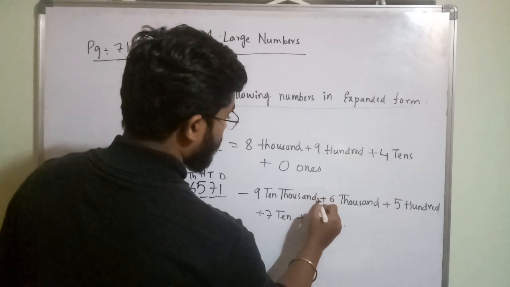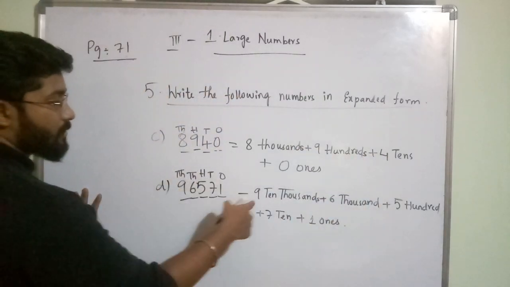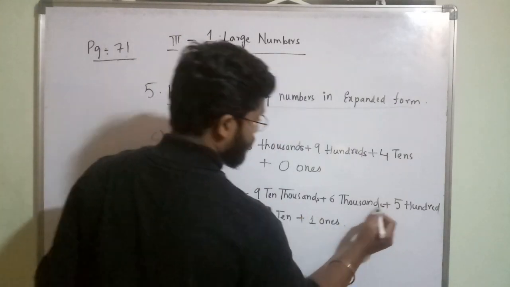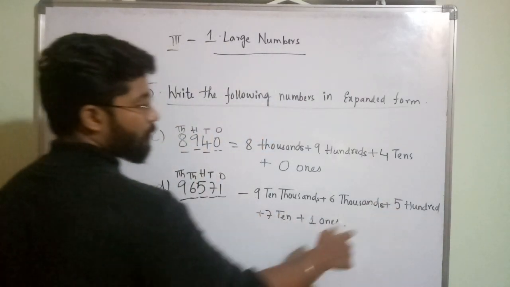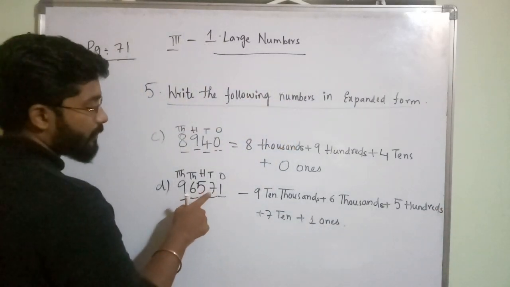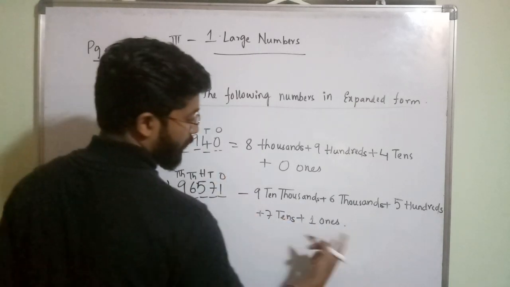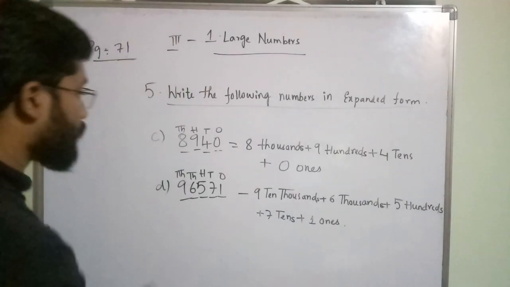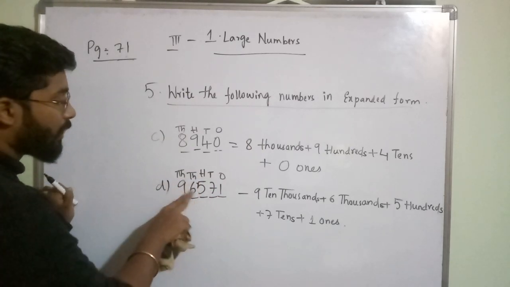So this is thousands. Okay, 9 10,000s plus 6 is in thousands place means 6,000. Okay, 5 is in hundreds place, plus 5 hundreds. Okay, plus 7 is in tens place, 7 tens, plus 1 is in ones place, 1 ones. So this is how you have to expand. Very easy. You have to divide them into ones, tens, hundreds, thousands, 10,000s places, and you have to write.